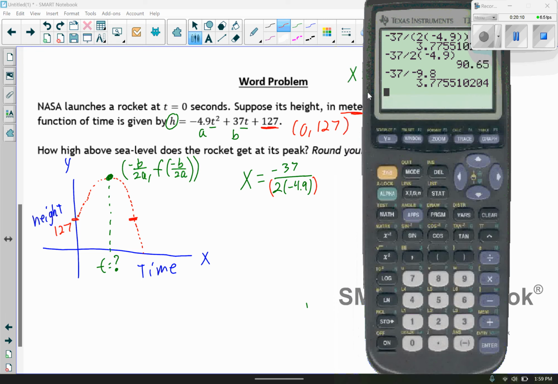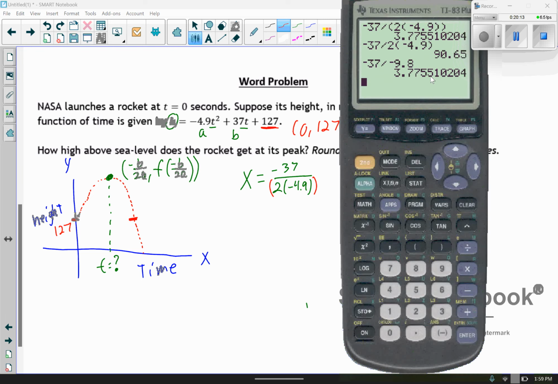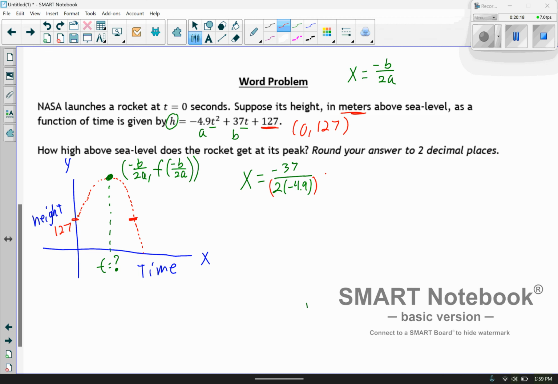So what I'm going to do is go 4 decimal places for right now, just to make sure I'm really accurate. So I'm going to put this as about 3.7755. Okay, so now what I have to do is plug that into the function for h. So h equals negative 4.9, and now I'm plugging in the time. I figured out the time was 3.7755 seconds. That's when I'm going to reach my maximum height.